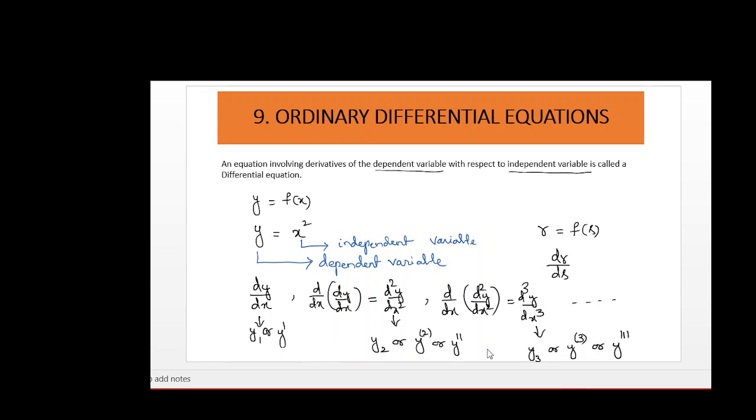So now, an equation involving derivatives of dependent variables. We call it an equation. Generally, what is an equation? An equation is nothing but some algebraic expression equal to 0. Now in that expression, if derivatives are also involved and it is equal to 0, then it is called a differential equation.